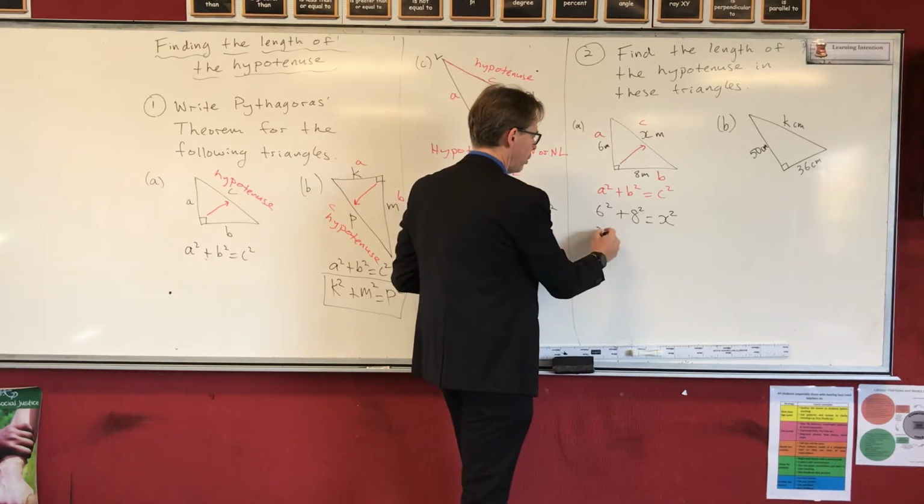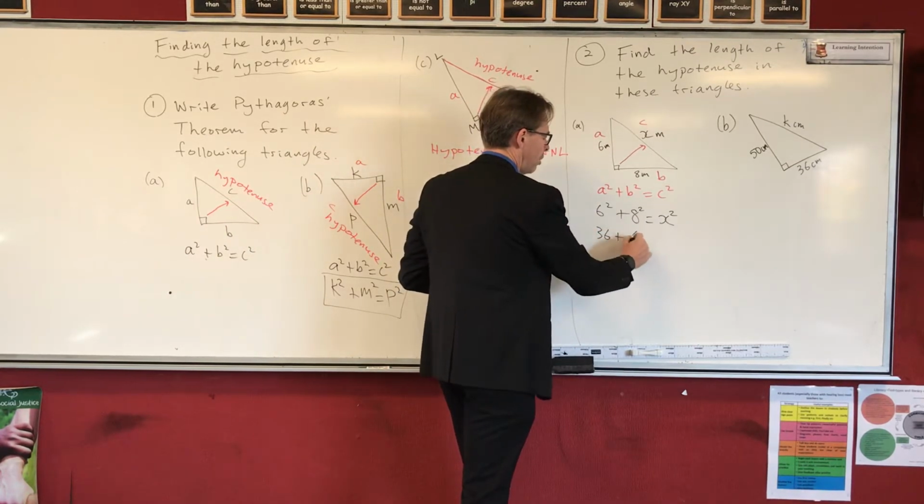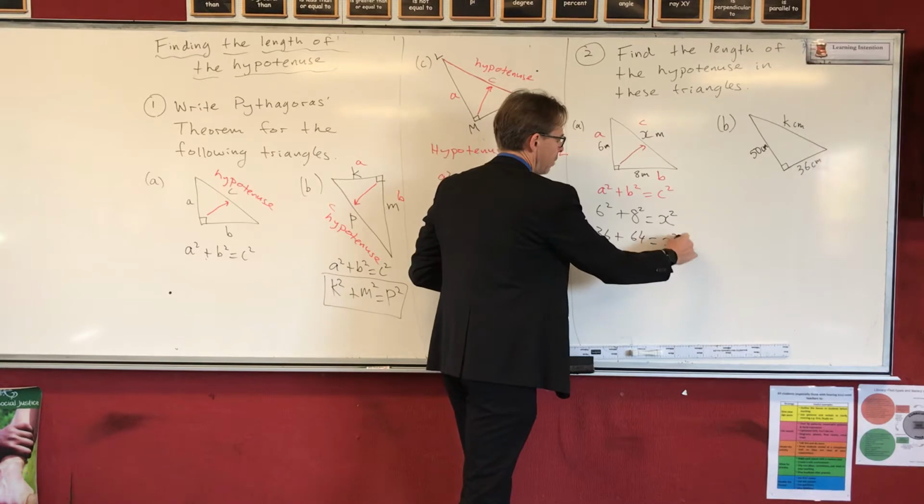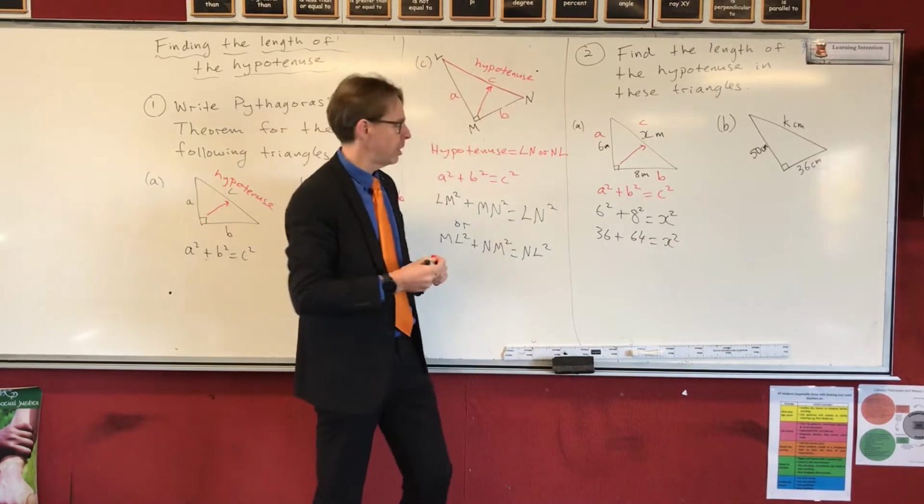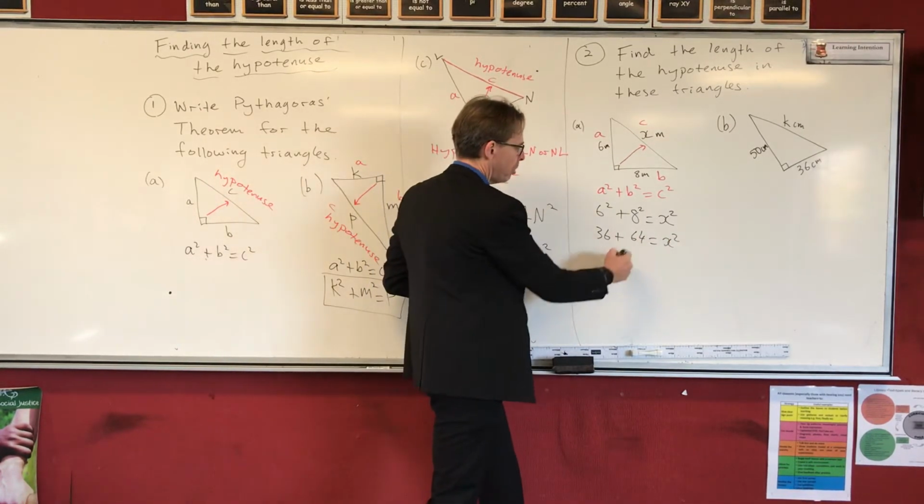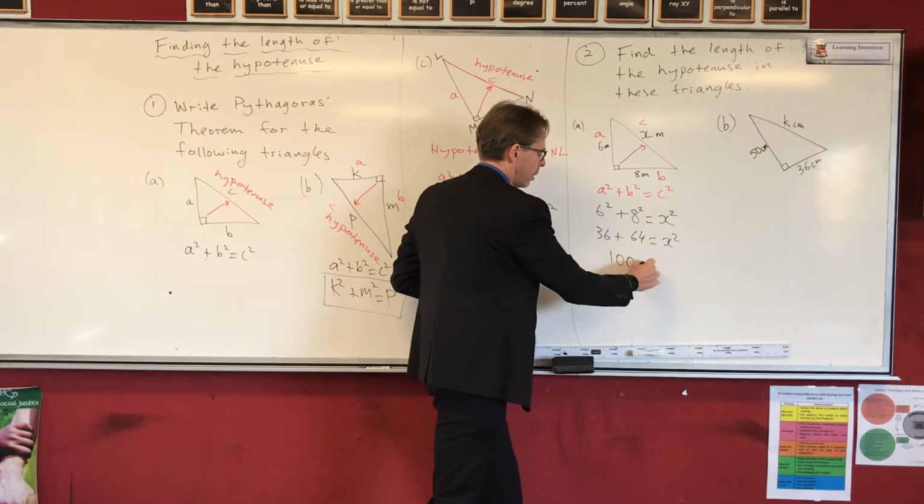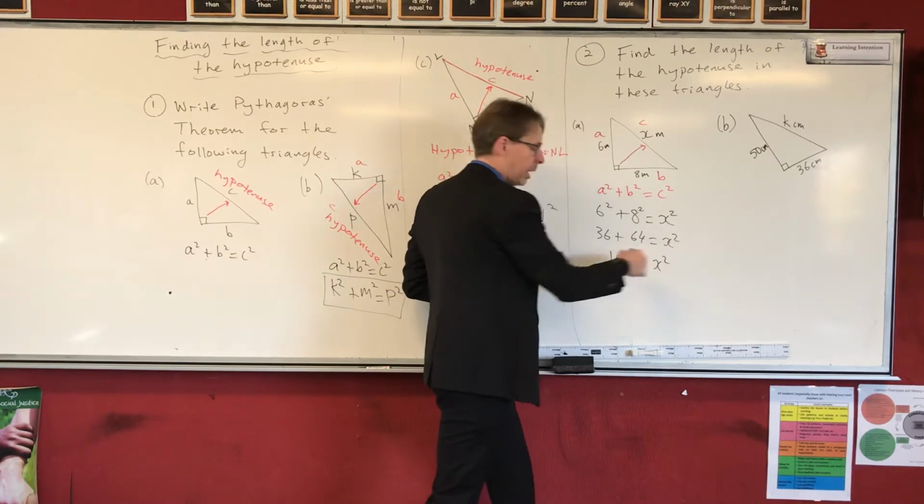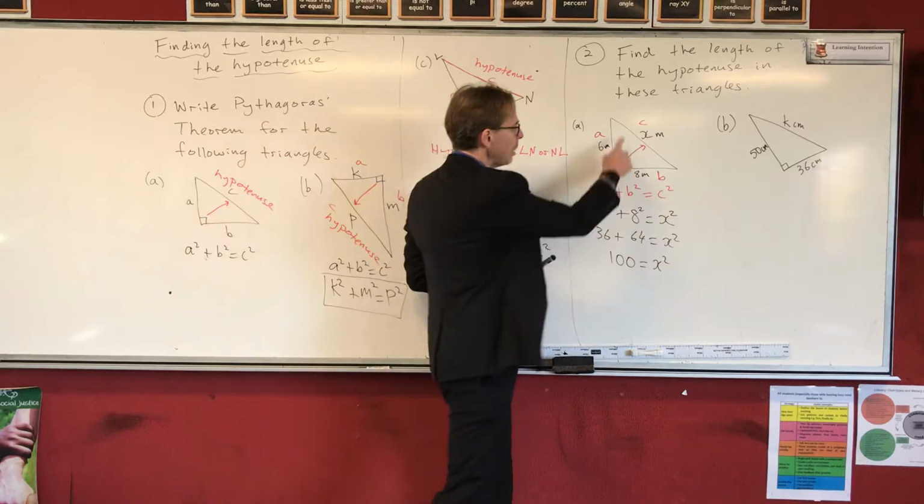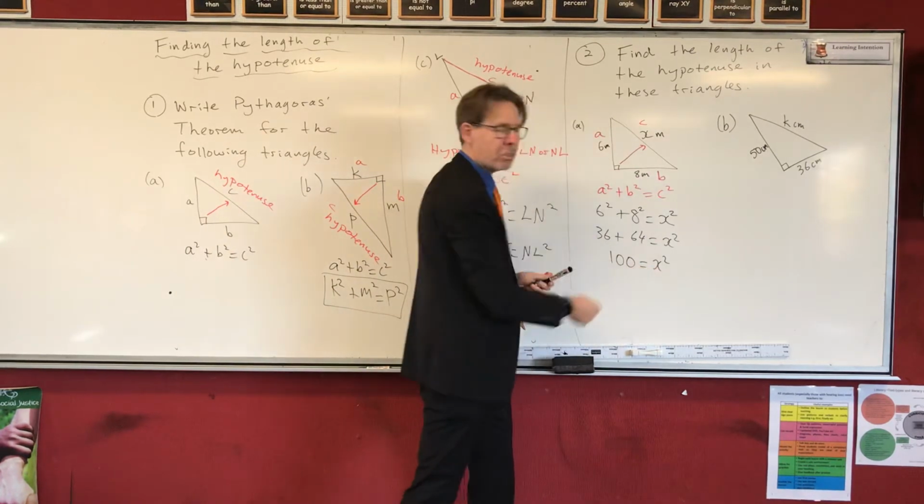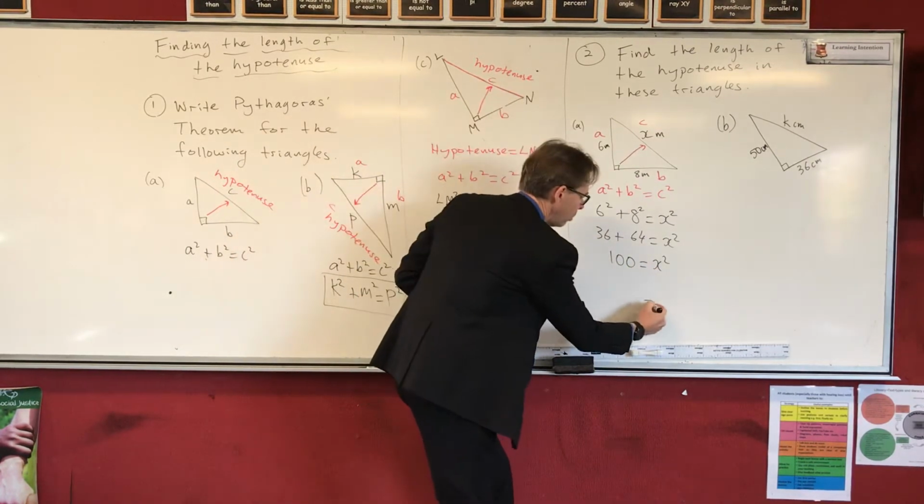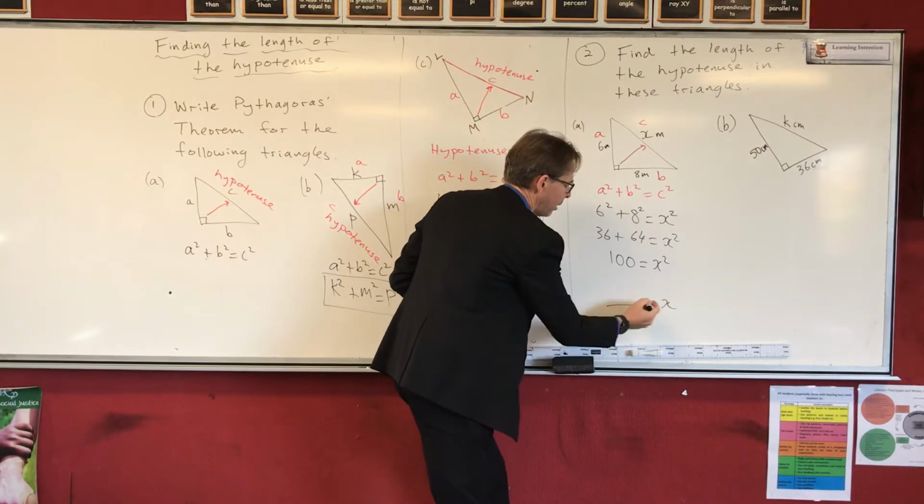Now, 6 squared is 36, 8 squared is 64, X squared stays as it is. Now, 36 plus 64 is 100. X squared stays as it is. Now, you want to get what X is. You don't want X squared, you want X. So you actually want to get the length of X.